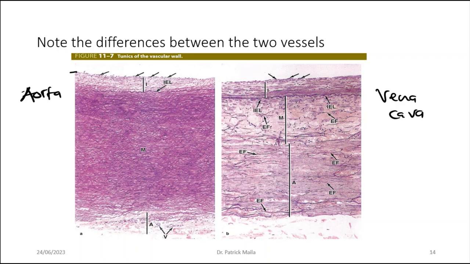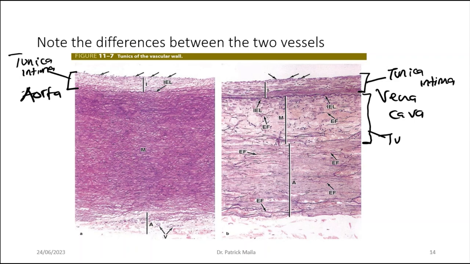So from here to here, this is the tunica intima, the innermost coat of the blood vessel. Even here to here, this is the tunica intima. So the tunica intima is of the same size. But when you look from here to here, this is the tunica media in a vena cava. But in the aorta, it's from here up to here. The tunica media in the aorta is way thicker compared to the tunica media found in your vein. That's where the difference is.